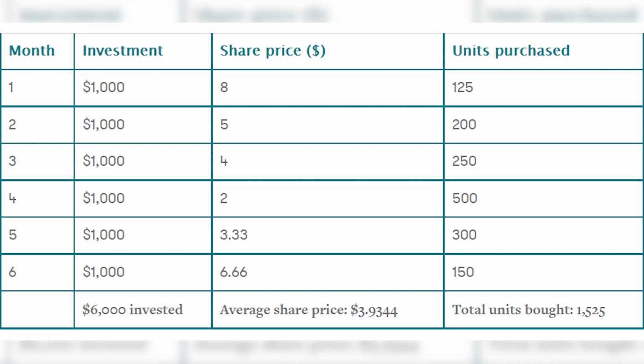And so this is what it would look like. Rather than investing the entire $6,000 in the first month and ending up with 750 units, you've used dollar cost averaging over a 6-month period. Because the share price moved up and down over the period, you end up buying 1,525 units. And while the price of the share dropped as low as $2 at one point, at the end of the 6-month period, the share was worth $6.66.